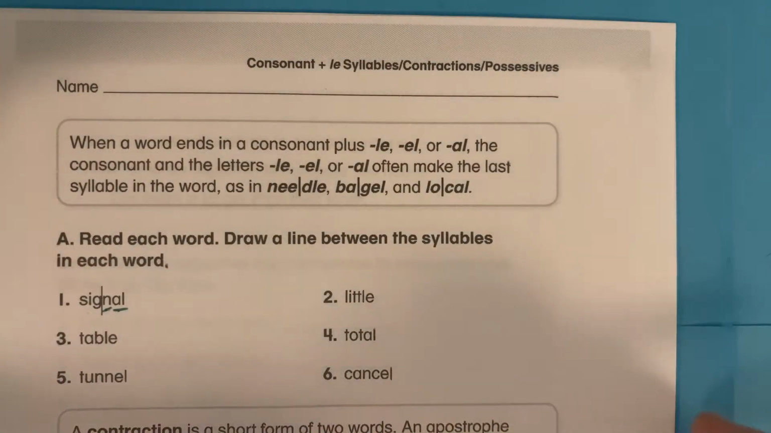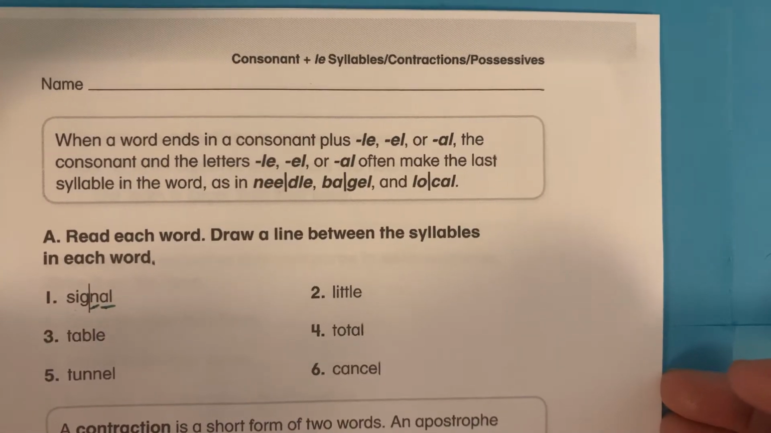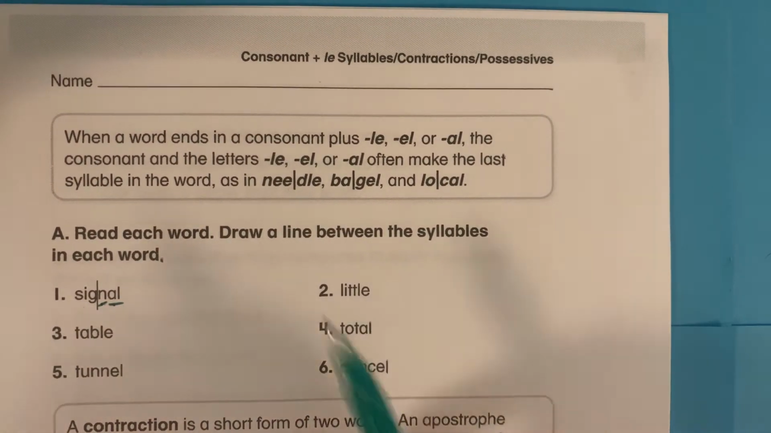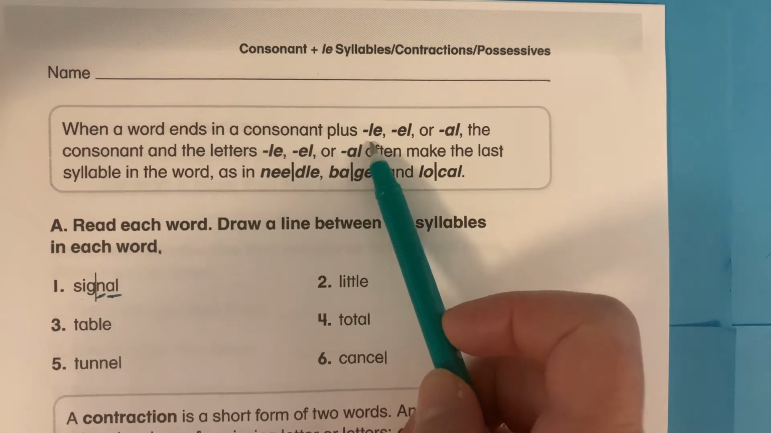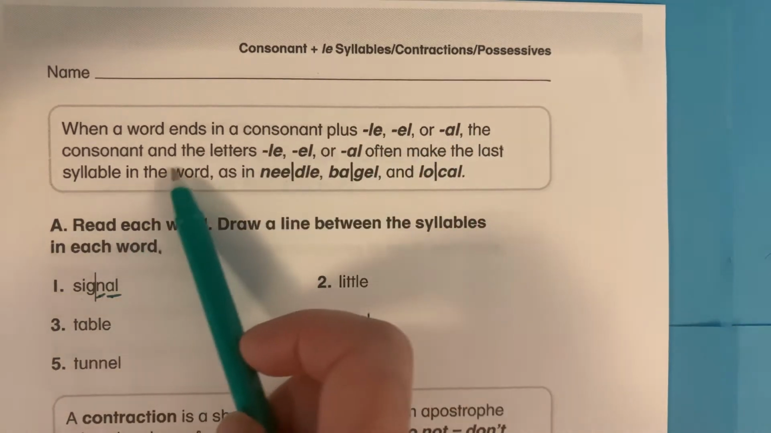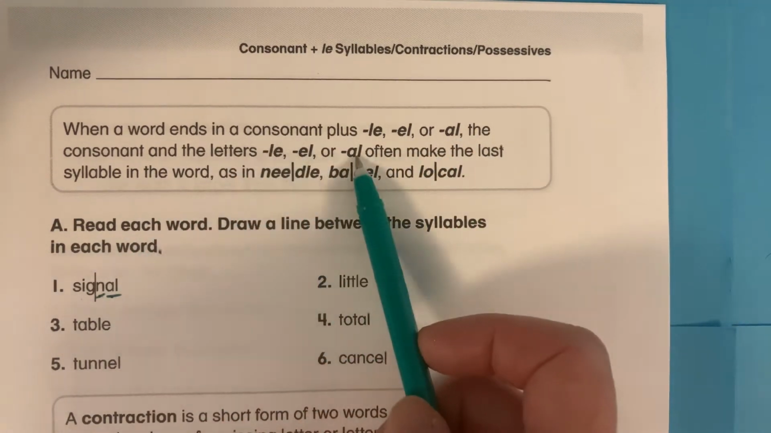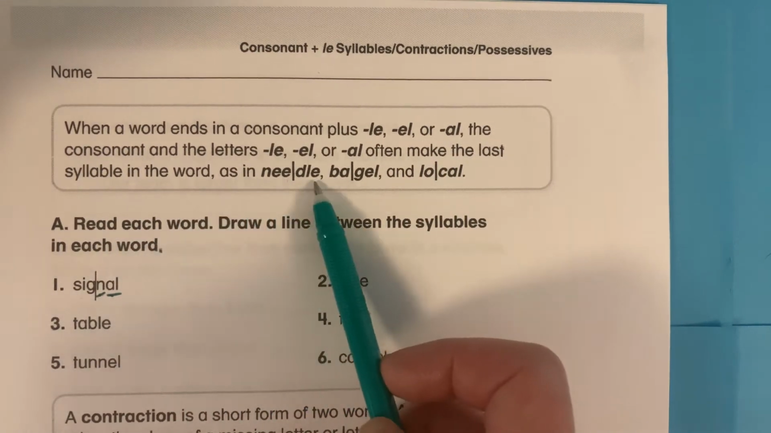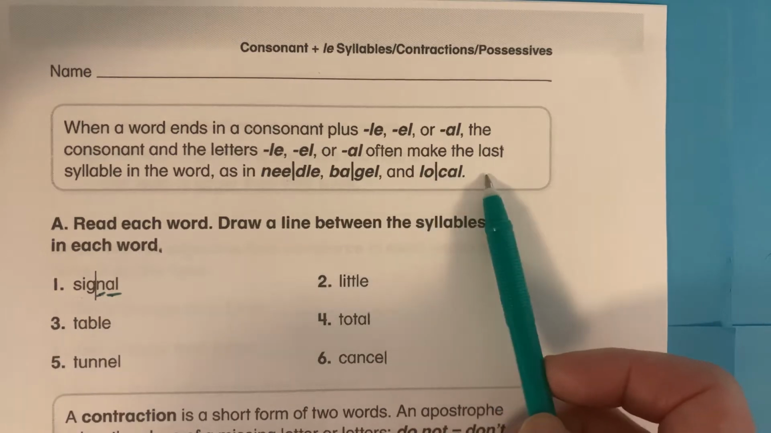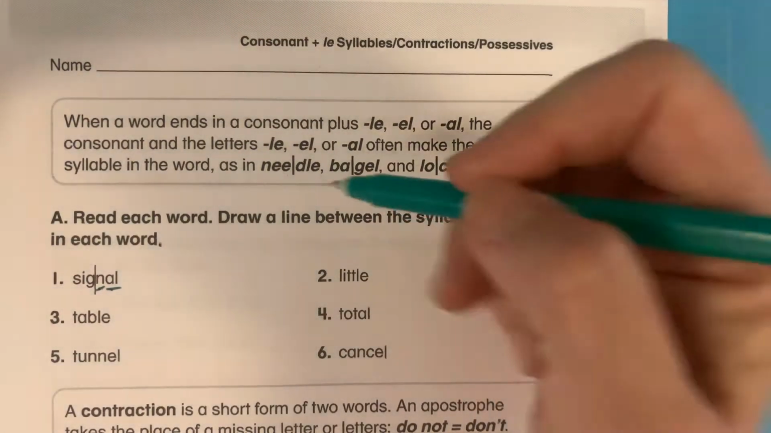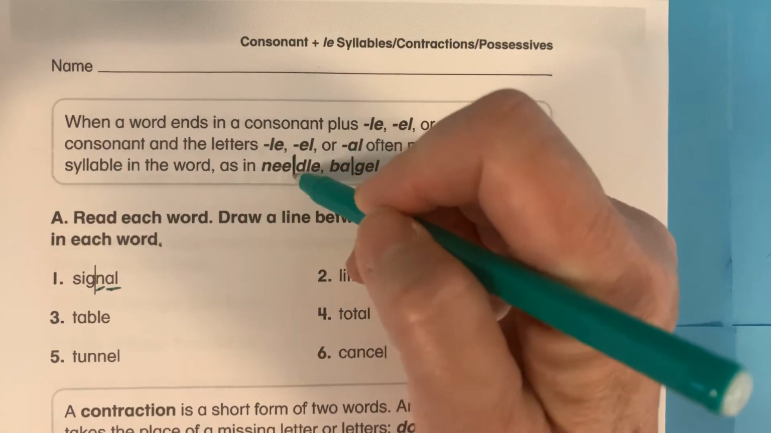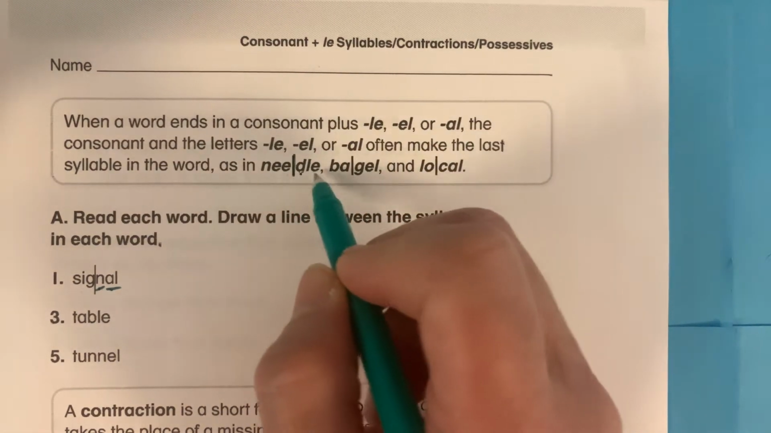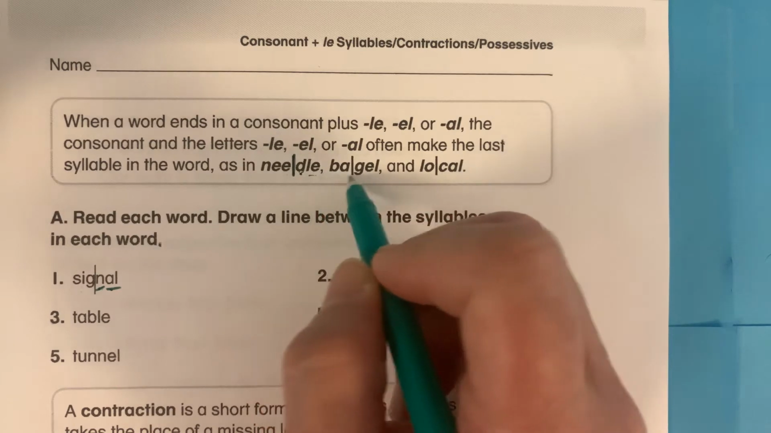Next, we are going to talk about the consonant with the LE within a syllable. So, when a word ends in a consonant plus LE, EL, or AL, the consonant and the letters LE, EL, or AL often make the last syllable in the word, as in needle, bagel, and local. So you almost always include that last consonant in a word whenever you have the ol sound at the end of the word.